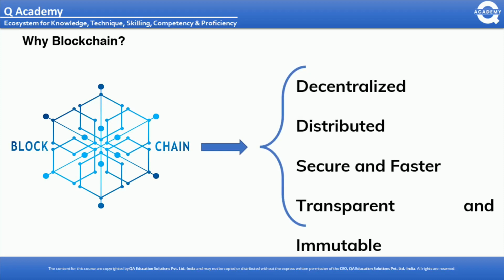Here are some advantages: decentralized, distributed, secure and faster, transparent and immutable. The features can be understood well if we look at the data structure, data distribution, data validation, authentication of a piece of data in blockchain, and other related terminologies of blockchain.